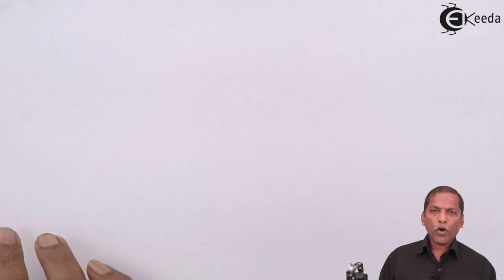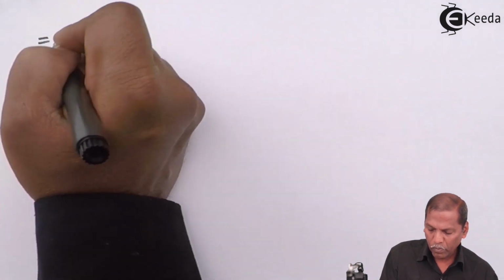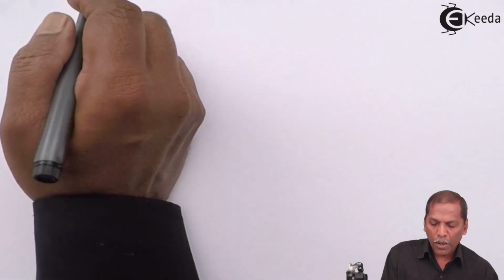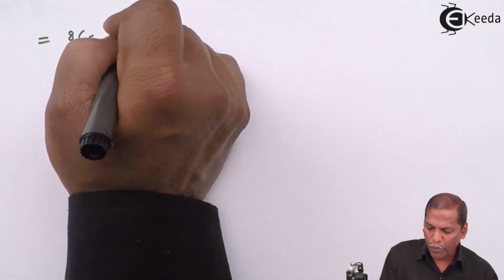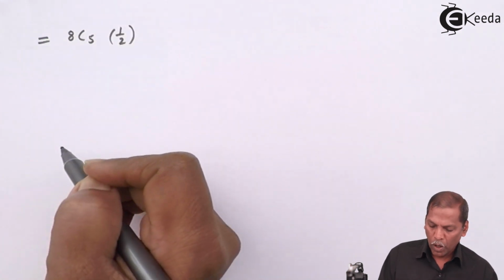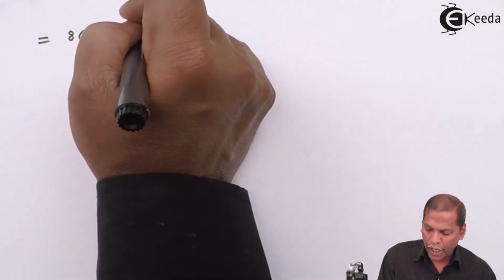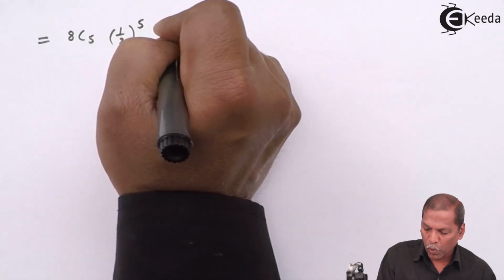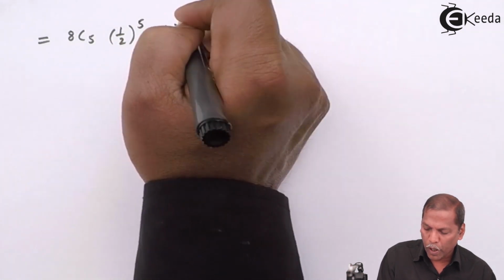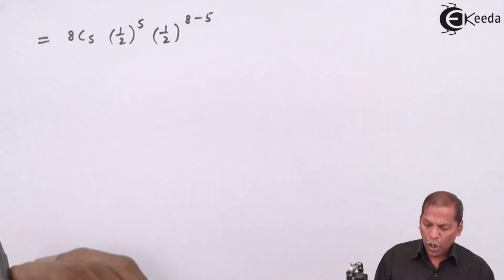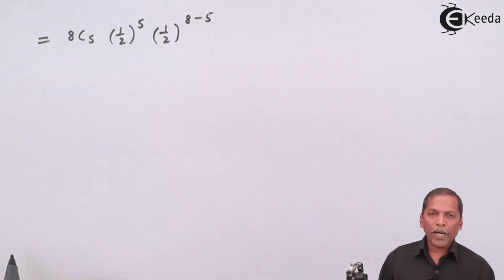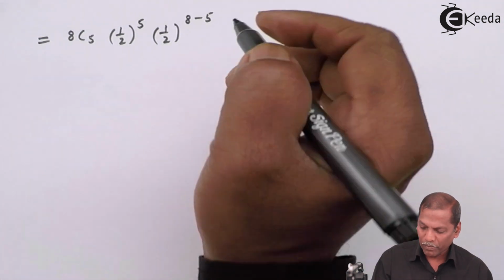Now first we go for calculation of probability x equal to 5. So that gives us 8C5 (1/2)^5 (1/2)^(8-5). So this is the calculation for probability x equal to 5. Now plus.